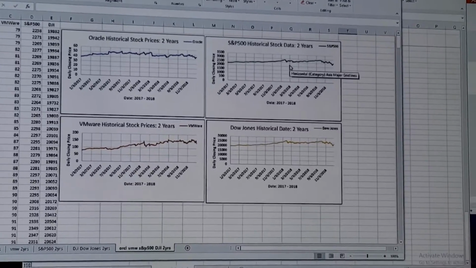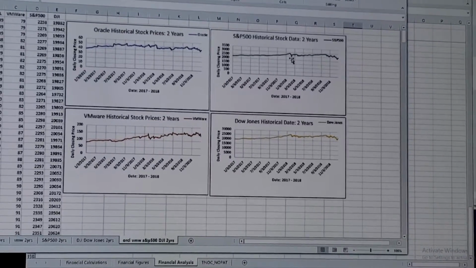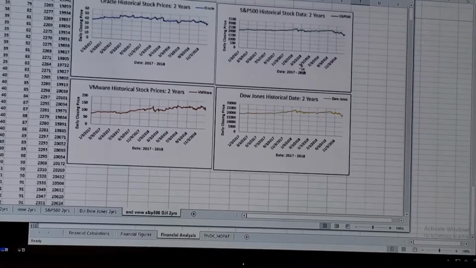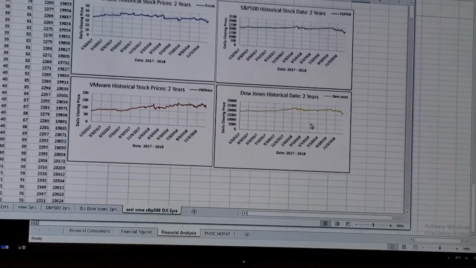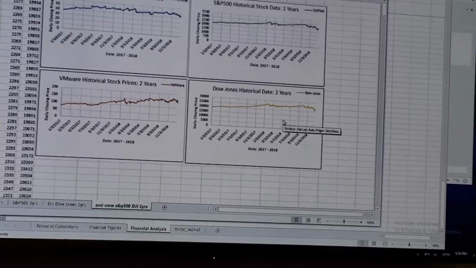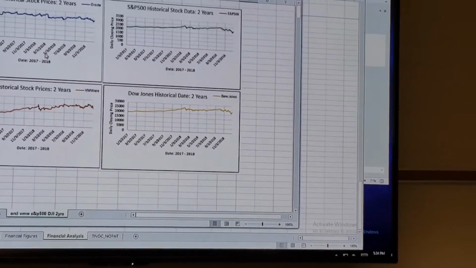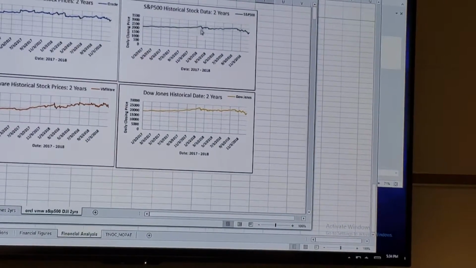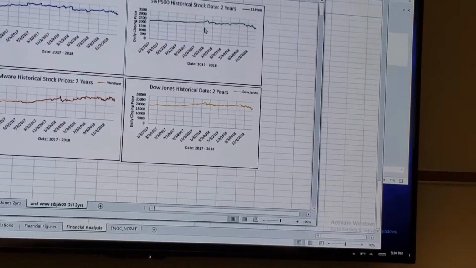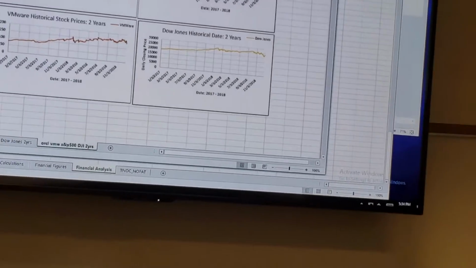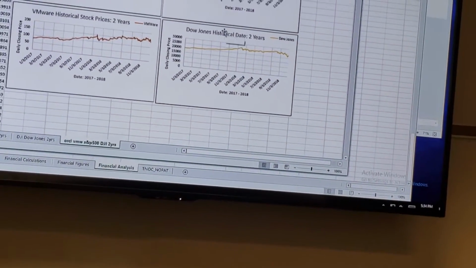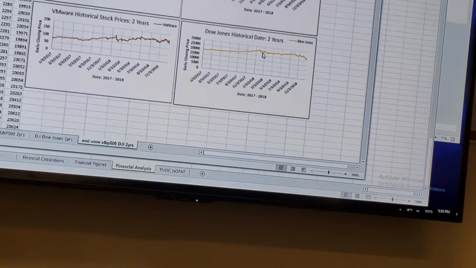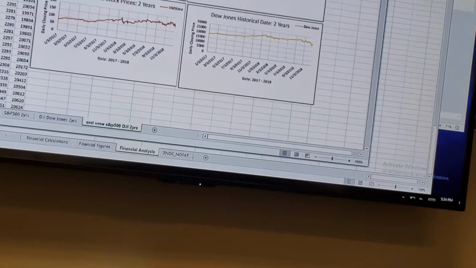there was a sharp decline here, which is exhibited also by both industrial averages, the S&P 500 and the Dow Jones. So you can see here how the two stocks performed within these 2 years and what the industrial averages are telling us within the same time period. We're seeing that the performance is consistent with what the industrial averages are telling us.